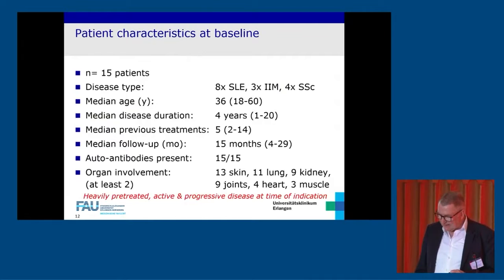So here are the patient characteristics. 15 patients, 8 of them had SLE, 3 with myositis, and 4 with SSc. You can see that the patients are very young, with a median age of 36 years and a median disease duration of 4 years, and all of them have received previous treatments, with a mean of 5 treatments before.